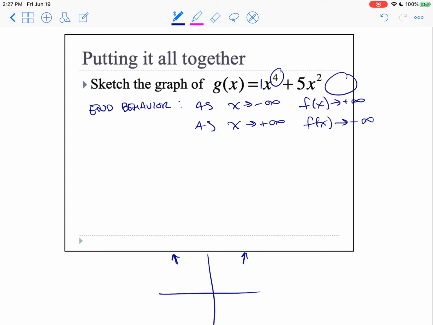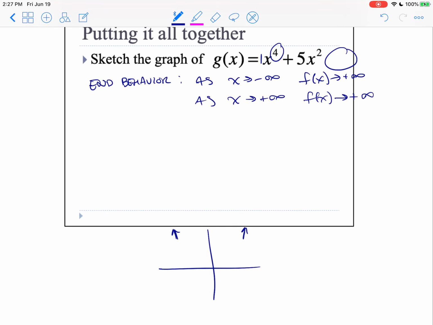I don't have a constant term at the end of this, so the y-intercept is going to be 0. It's going to be one of the zeros as well. So the y-intercept is going to be 0, 0. I can already plot that, but that's also one of my zeros that I'm looking for. It's also one of my x-intercepts that I'm looking for.